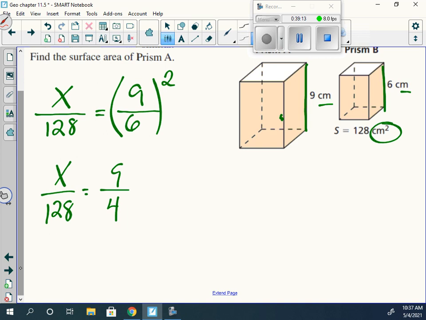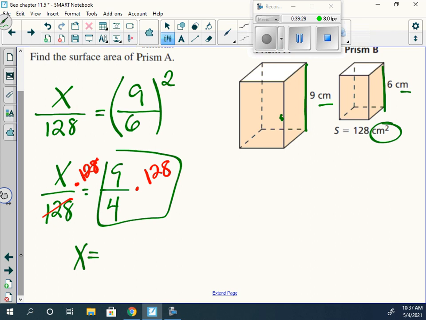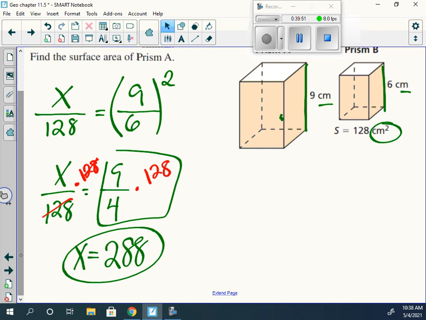Now to get x by itself, what do we have to do to both sides? Multiply both sides by 128 because we want those to cancel to get x by itself. So we have to take 9/4 times 128. So the surface area of our other shape is going to be 288, and it would be centimeters squared.